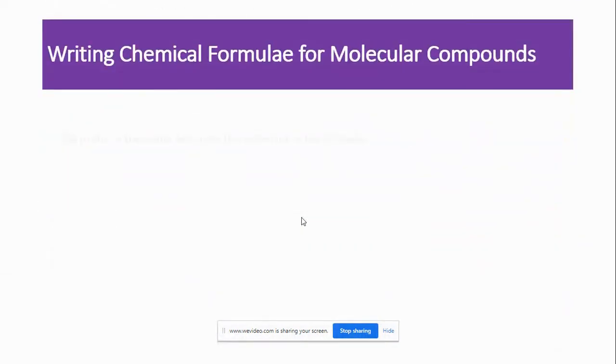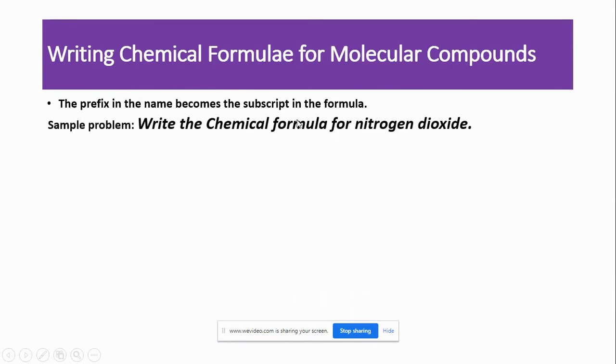So let's do an example with writing chemical formulas for molecular compounds using some rules here. The prefix in the name becomes a subscript in the formula. It's a little bit easier than with ionic. So write the chemical formula for nitrogen dioxide. This tells us that there's 1 nitrogen, and how many oxygens are there? The prefix here tells us there's di, which means 2 oxygens.